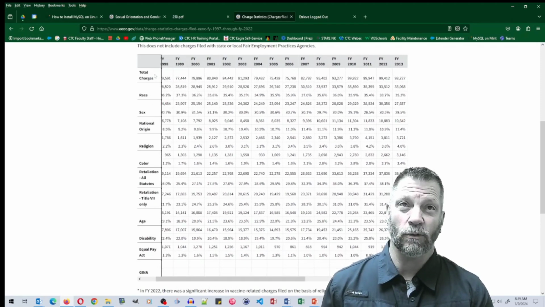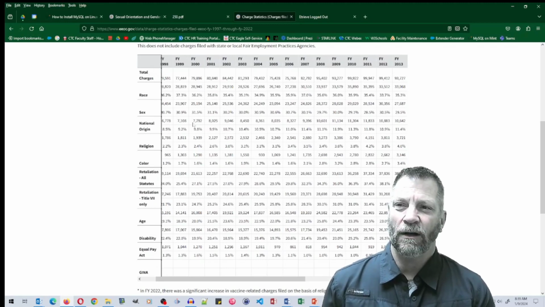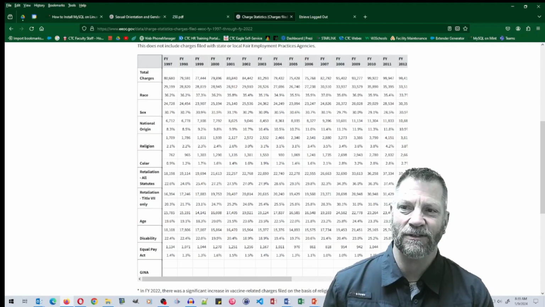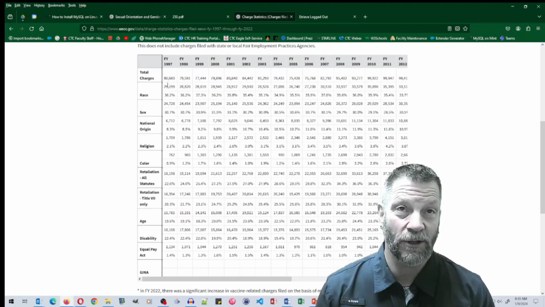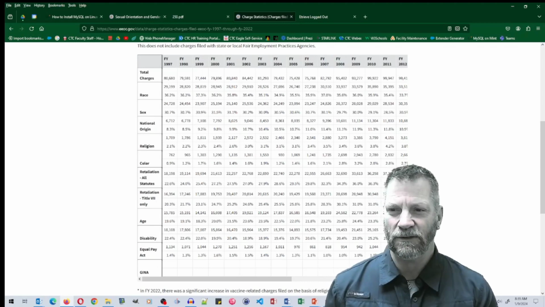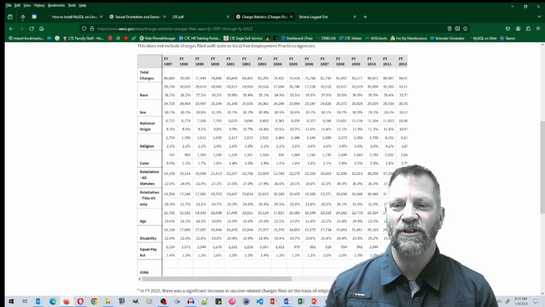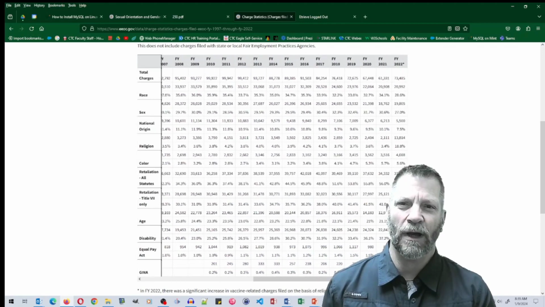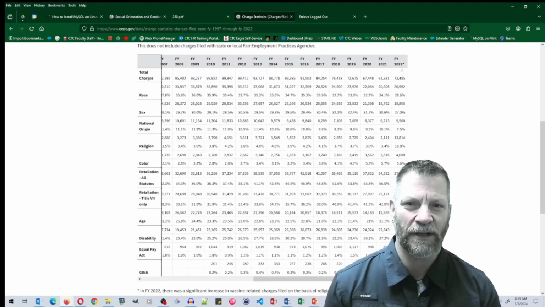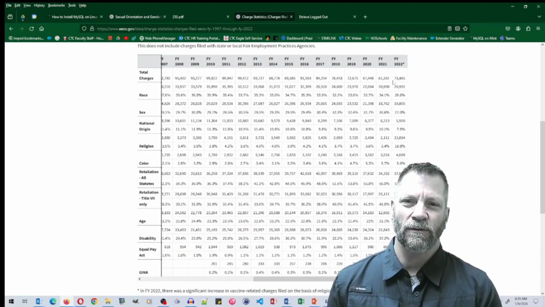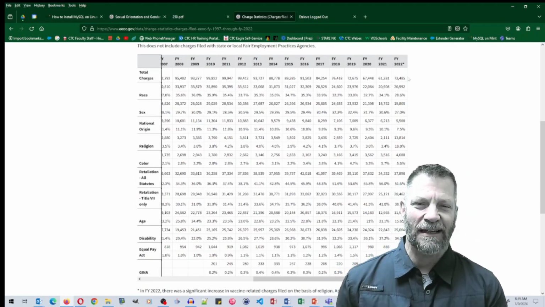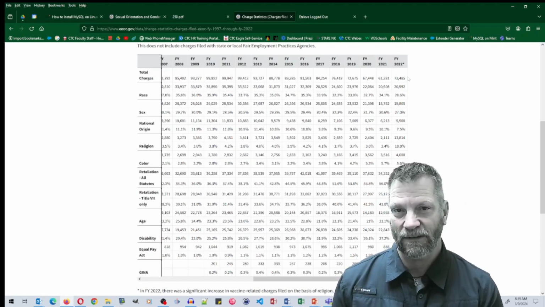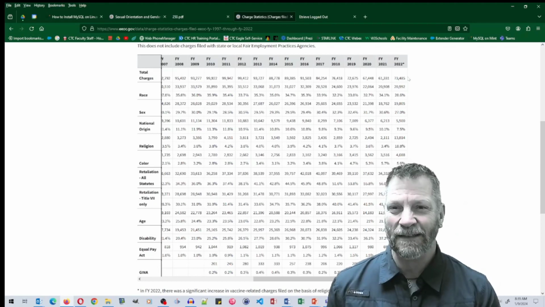This top line is total charges, all the way from 1997. Okay, so here in 1997, you can see that 80,680 complaints were filed with the EEOC. And then you can just look across there and see how things have changed over the years. And like I said, it goes all the way up. The most current year is 2022. Okay, so 2022, the EEOC had 73,485 complaints filed with their office. Geez, that's a lot of complaints, isn't it?